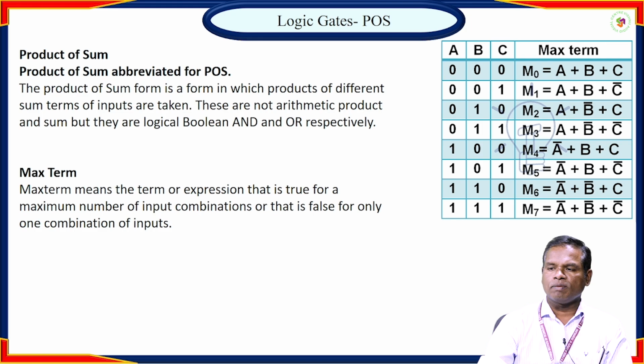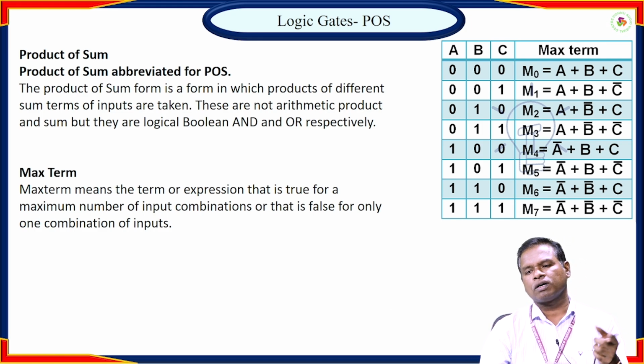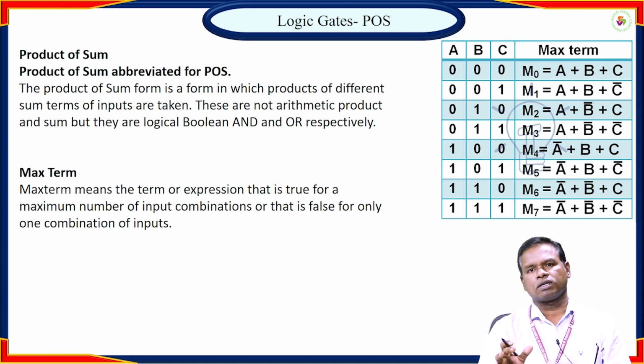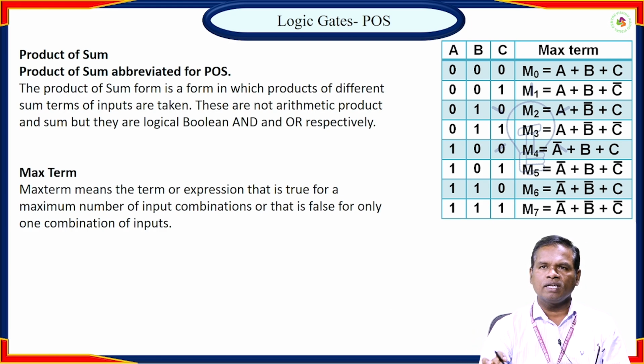So the max terms, sum of products and product of sums. Here each max term is a sum term, and we are going to product all of them. And again, please remember here the sum does not mean algebraic sum and product does not mean algebraic product. It is a Boolean sum and Boolean multiplication. So AND as well as OR operations are used here.